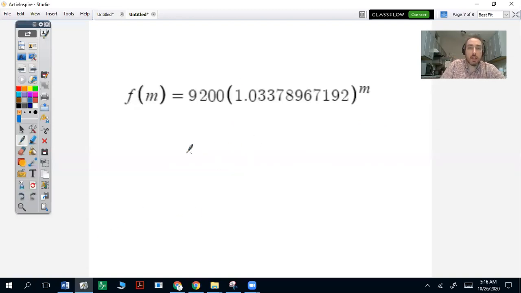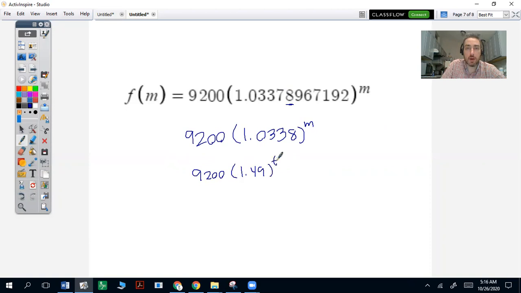So I'm going to write 9,200 times 1.033, and since the number after the 7 is an 8, I'm going to bump that up to an 8, to the m power. So that's actually equivalent to 9,200 times 1.49 to the t power, where m is in months and t is in years.